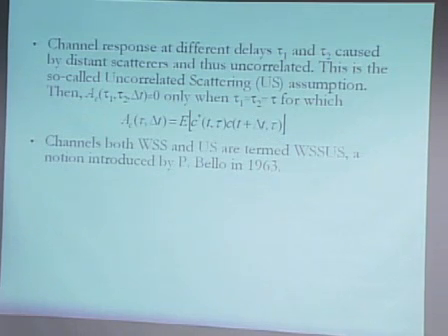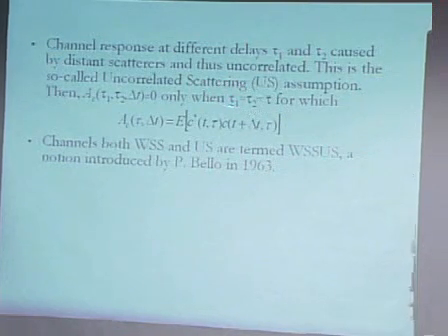The property that different delays are uncorrelated is called the uncorrelated scattering property, and it was postulated by Bello in '63. We combine this with the wide-sense stationary assumption that we always make. We have this long word and jargon, but it is found very often in the literature, which says that the channel is WSSUS: wide-sense stationary uncorrelated scattering. So you may see this in the textbook. It just means that this condition is satisfied, and we always assume that.